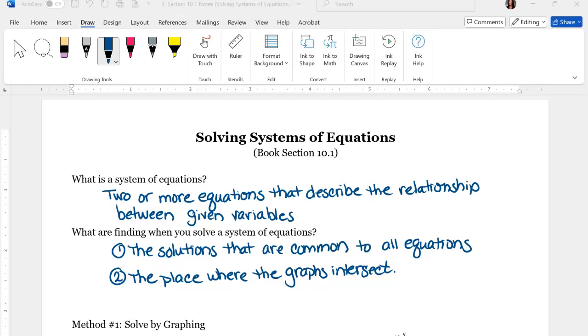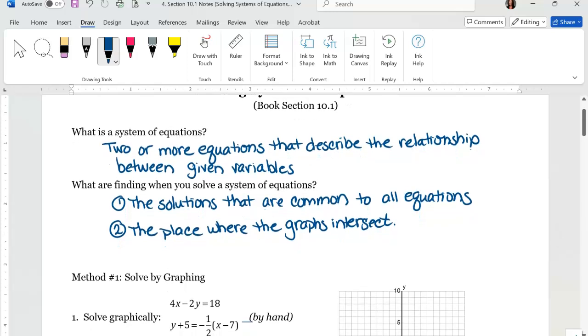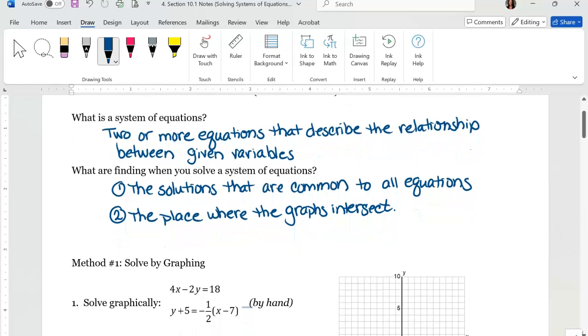So at the top of the note sheet, the first couple of questions are just asking what a system of equations really is about. First question, what is a system of equations? Two or more equations that describe the relationship between given variables. I think you know that already. What are you finding when you solve a system of equations? You're finding the set of solutions that are common to both equations.